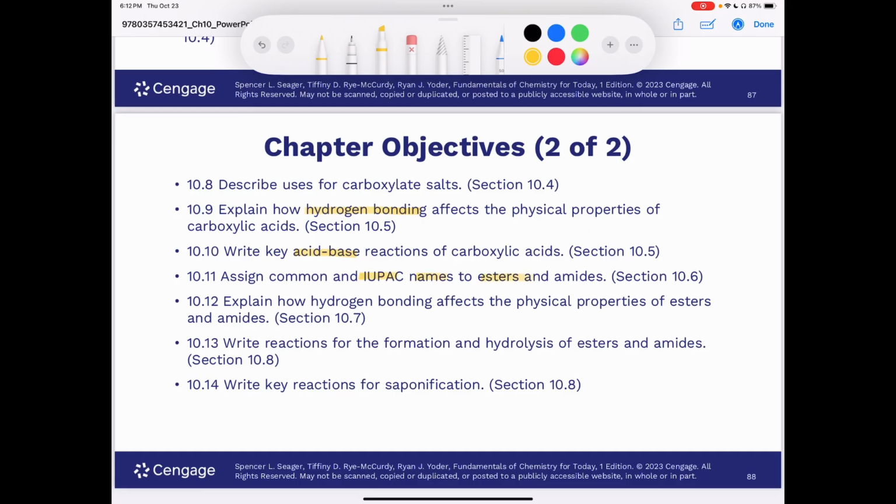You should be able to name some esters and amides, talk about hydrogen bonding and how that affects the physical properties of esters and amides. You should be able to do hydrolysis of esters and amides in acid or base, and you should be able to write out the reaction of saponification, which is the hydrolysis of an ester in base.